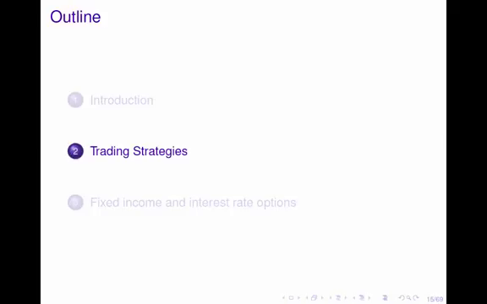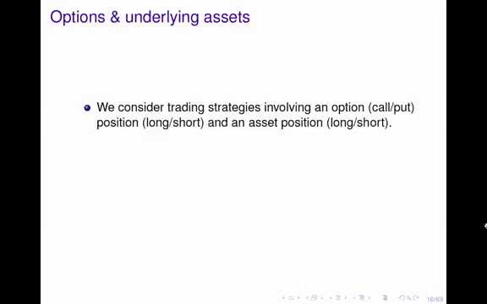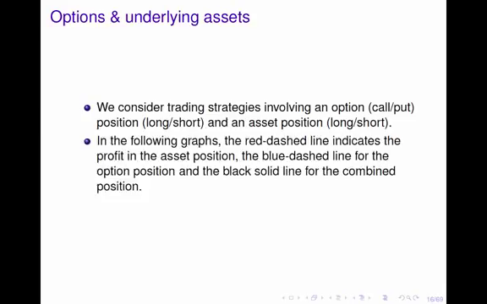Section 2. Trading Strategies. In this section, we're going to examine several trading strategies involving options and possibly their underlying assets. We'll see how they can be useful to the parties involved. First, we'll consider trading strategies involving an option position and an asset position. In the following graphs, the red dashed line indicates the profit in the asset position, the blue dashed line the option position, and the black solid line the combined position.